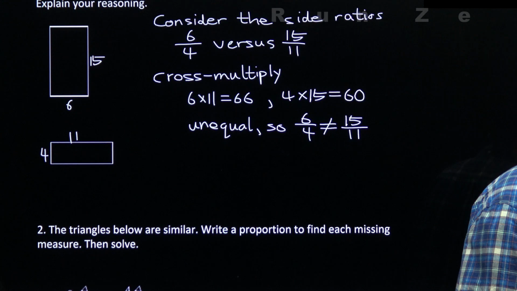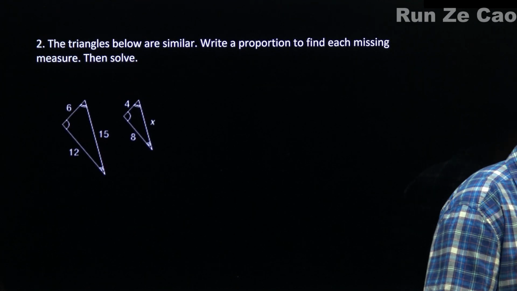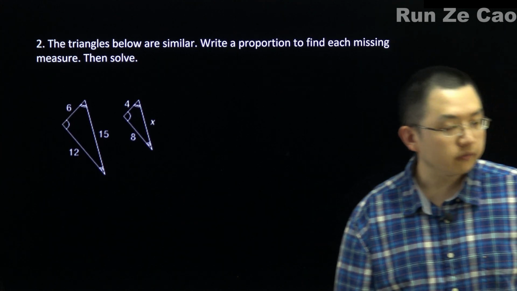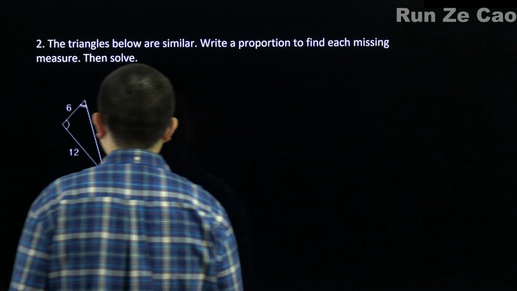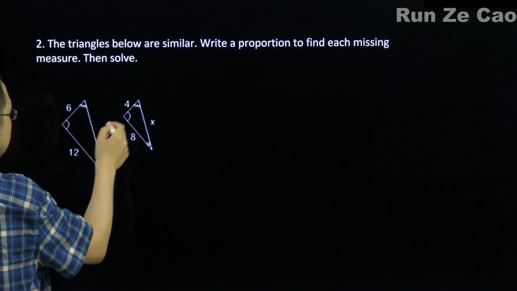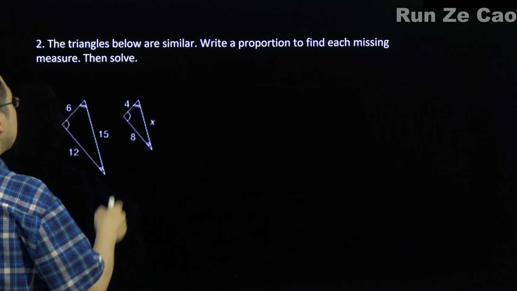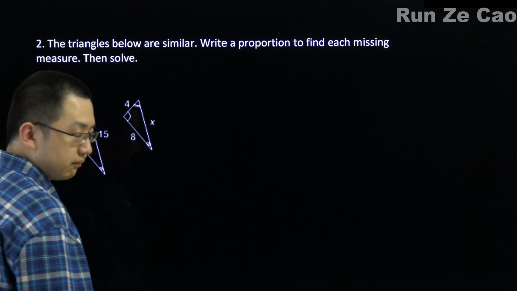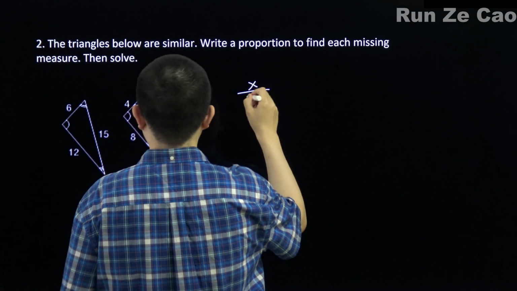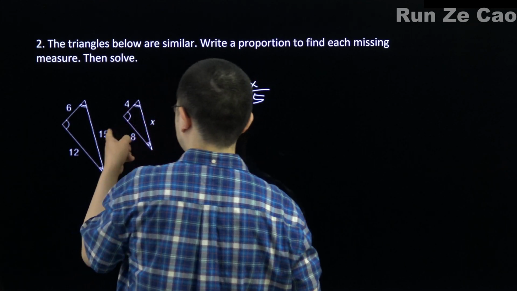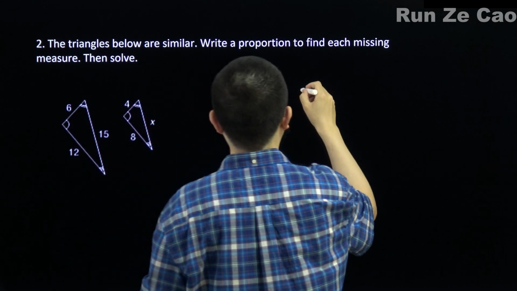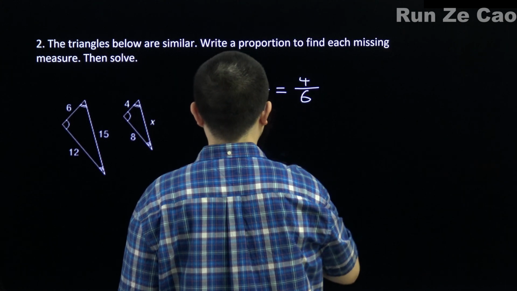Okay then. Let's say we have two similar triangles below. Find each missing measure and then solve. Well, we see that the angles that correspond are the top ones, the ones on the left, and the ones on the bottom. So it's not like it flipped over or something. So the proportion is that x to 15, the ratio of x and 15, is equal to the ratio of 4 to 6 or 8 to 12. We only need one of them though.